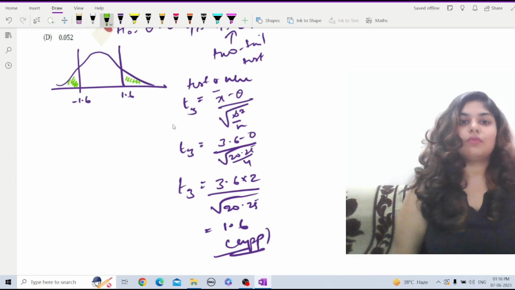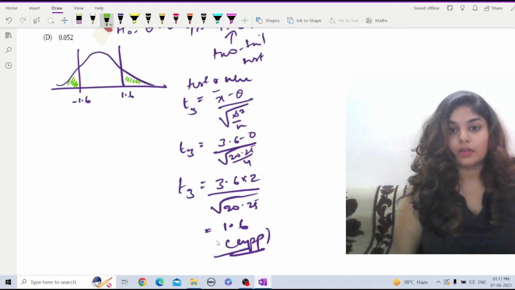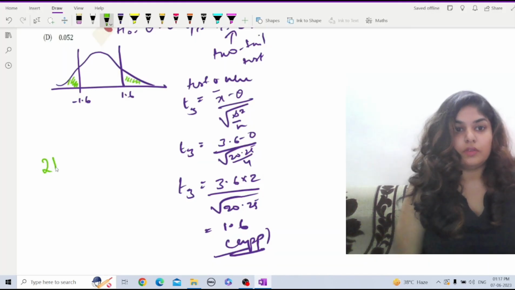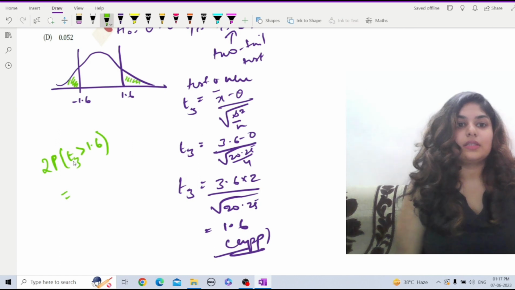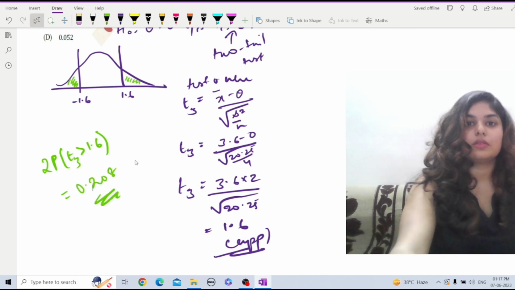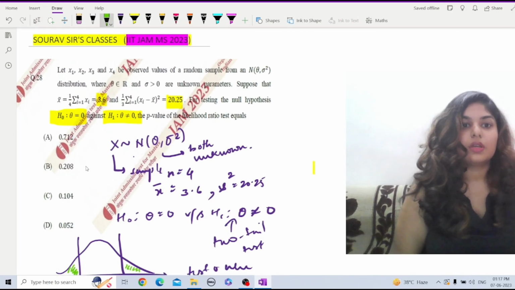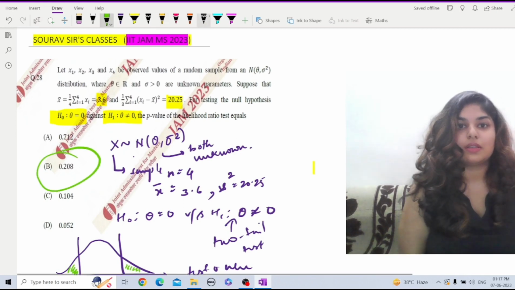Now, in order to do that, we have to find out the following. I have to solve 2 times the probability of t with degree of freedom 3 greater than 1.6. If we calculate this, the answer we will get is 0.208. So, do we have this answer in the options? Yes. So, option B is the correct answer.